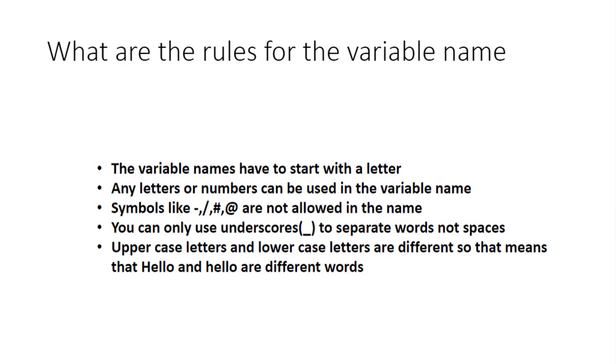So to make variable names, there are a few rules. The variable name has to start with a letter. Any letter or number can be used in the variable name. Symbols like the minus sign, /, hashtag, and @ are not allowed in the name. You can only use underscores to separate words. You can't use spaces. And uppercase letters and lowercase letters are different. So that means that hello with an uppercase H and hello with a lowercase h are different words.